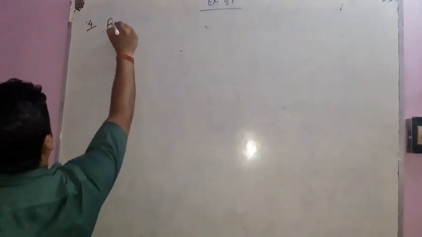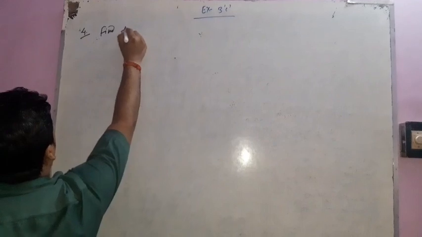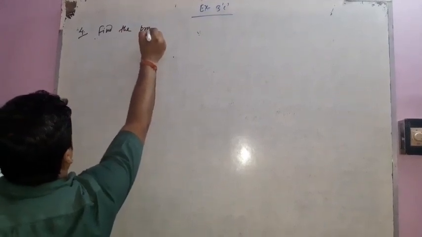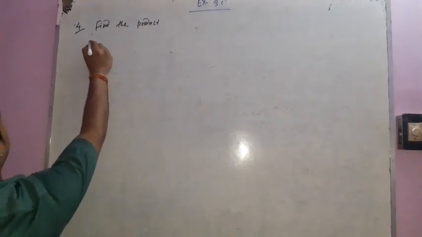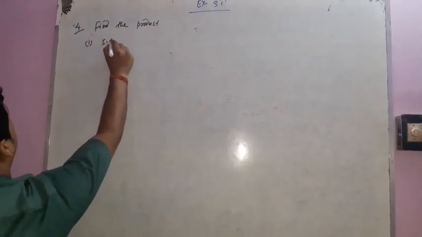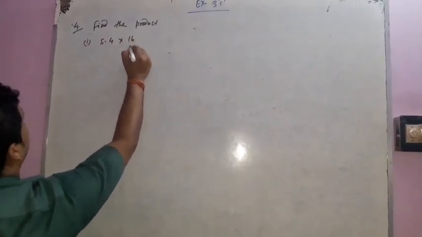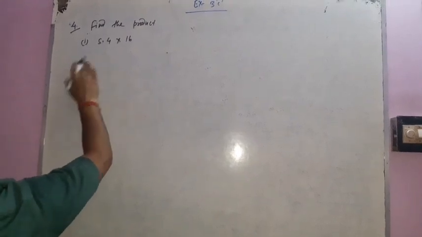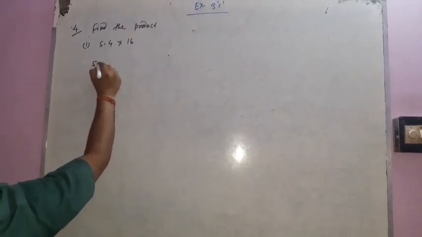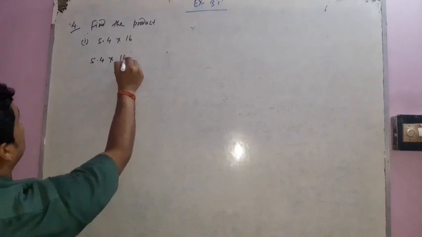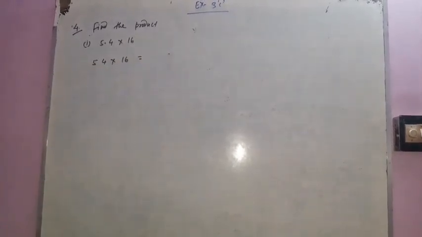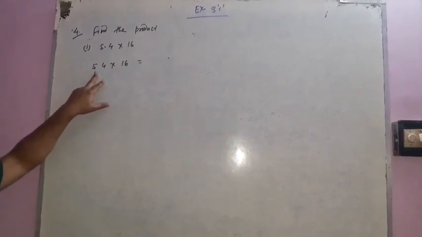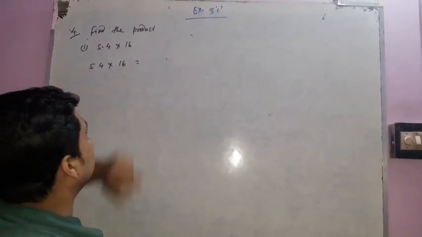In question number 4 of exercise 3C, we also have to find the product. Now the first question is 5.4 multiplied with 16. First we have to simply forget where the decimal is. First we simply multiply 54 with 16.